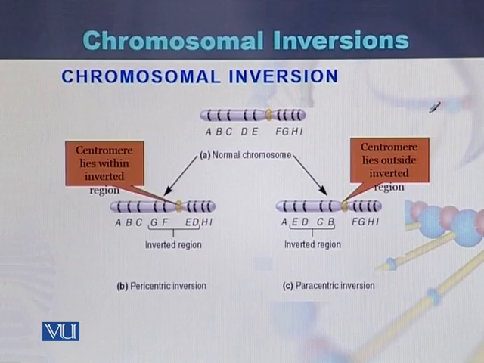In the case of pericentric inversion, the inverted region contains the centromere. This is the centromere of the chromosome. If the centromere is included within the inverted region, then this type is called pericentric inversion. While if there is an inversion of the segment and the centromere is not included, like in this case, then this type of inversion is called paracentric inversion.